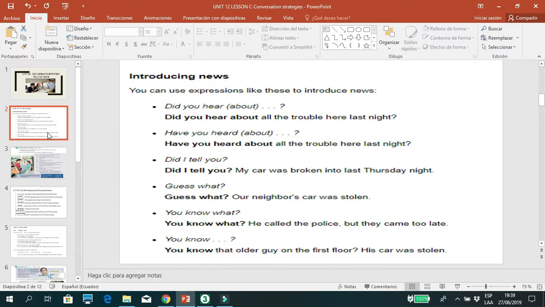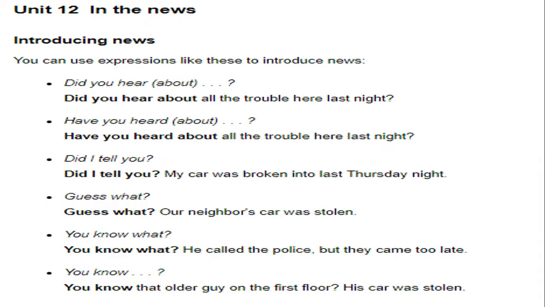Before we continue, the expressions "did you hear" and "have you heard" can be used with the preposition about. So you can say, did you hear all the trouble here last night? Or did you hear about? Or have you heard? Have you heard about? So about is optional. About means acerca de. ¿Escuchaste acerca de o has escuchado acerca de? So that is the meaning of about.